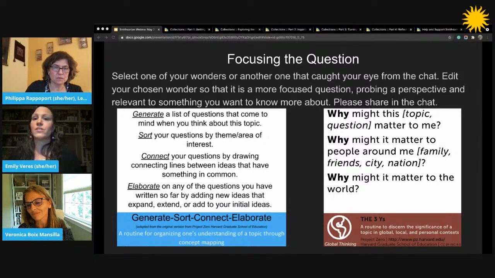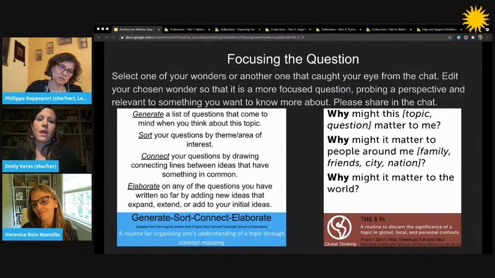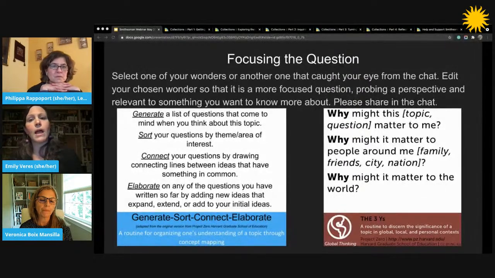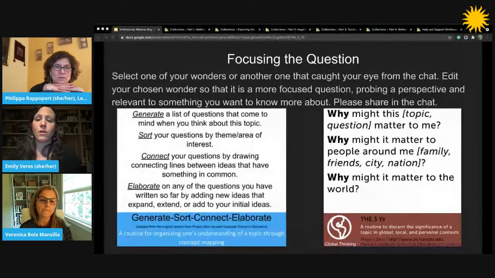choosing a particular perspective from which to ask that question, and then making it relevant to something that you really want to know more about. And this is what I asked my students to do as well. So while you're thinking about how you would want to edit your question or your wonder, I'll share the thinking routines that I used in my classroom. There are two great thinking routines to help students come up with questions.